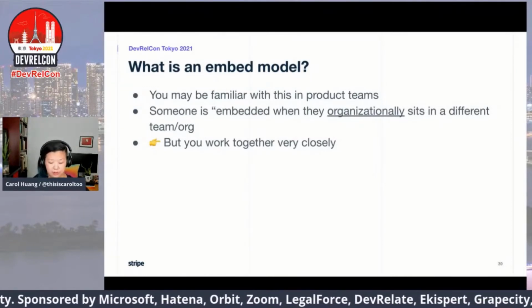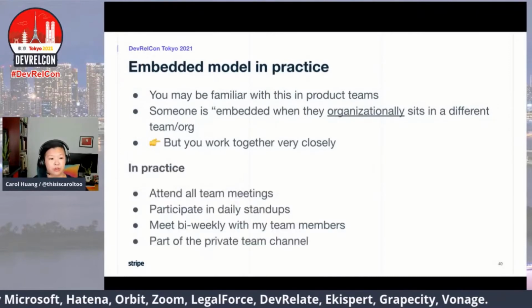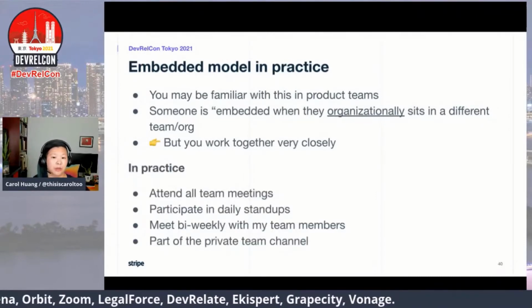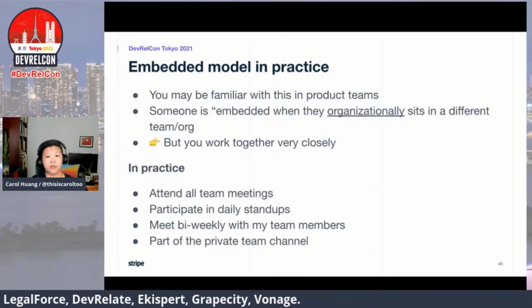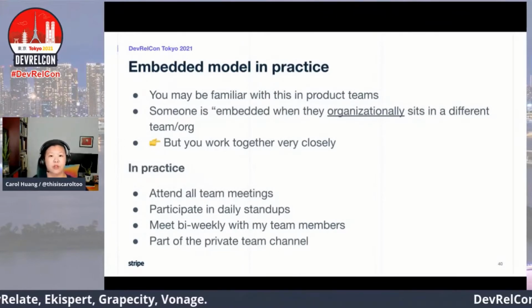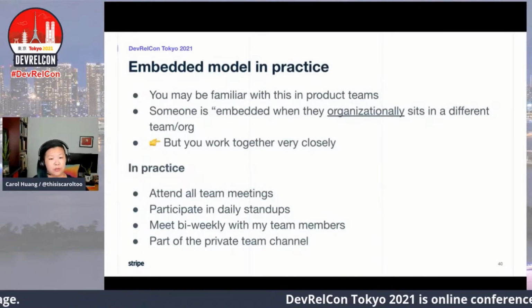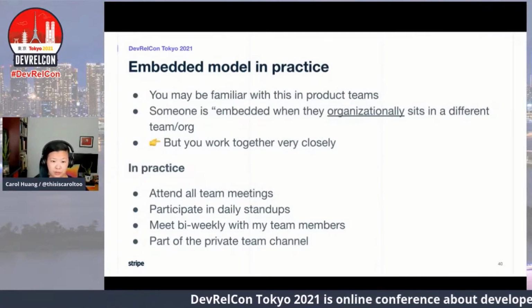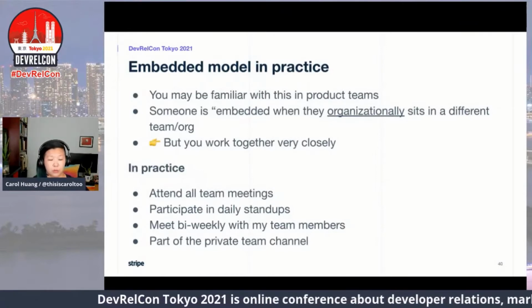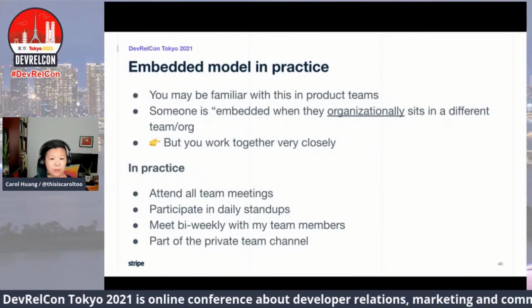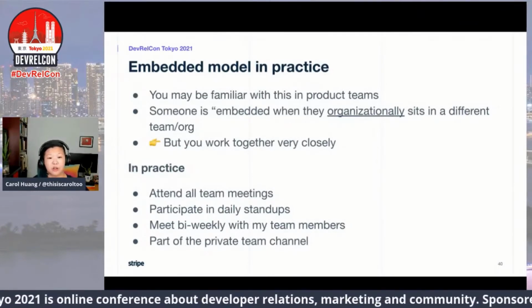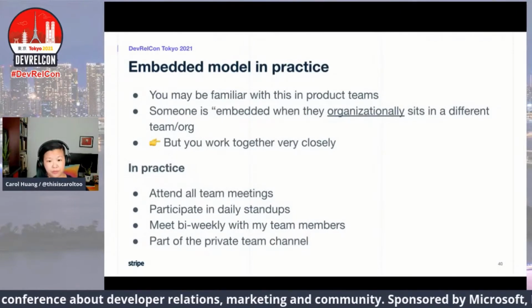And so in order to make this work, there's a couple things you can really do in practice. You make sure that your embedded person has everything they need to stay up to date on the work and to make everything successful for everybody. They're attending all the team meetings, they're participating in those daily stand-ups that a lot of us do. I meet bi-weekly and sometimes weekly with all of my team members that I can, and I'm actually a part of the private team channel in Slack.